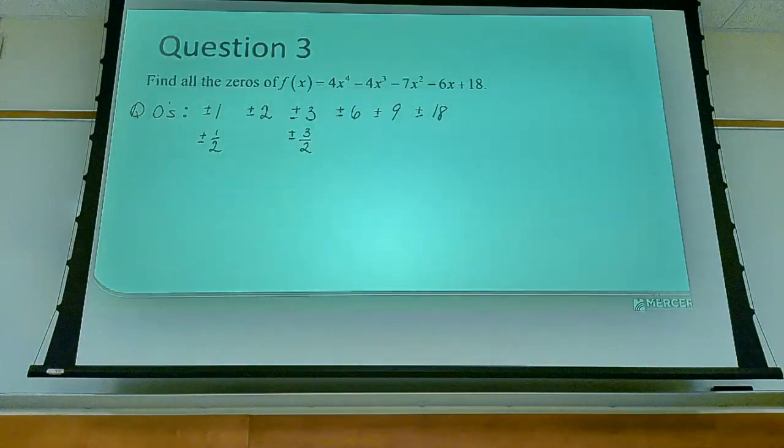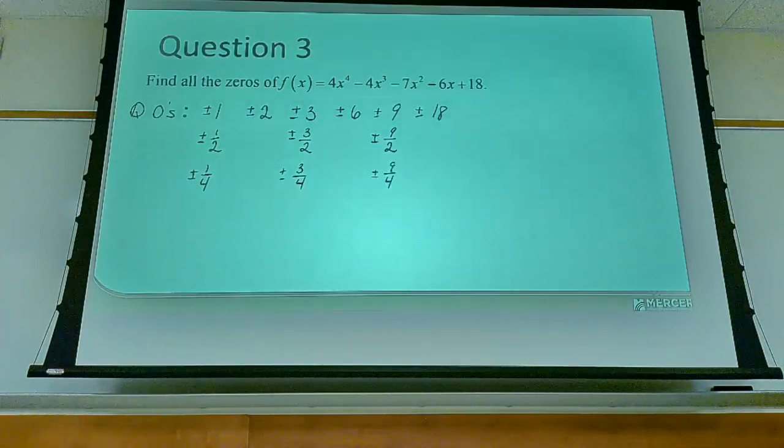Now go back to that first line. Divide everything by 4. Oh, no. Quarter. 2 over 4 is a half. Already have it. 3 over 4. What's 6 over 4? Already have it. 9 over 4 doesn't simplify. And what is 18 over 4? It's 9 halves. There's all of your possible rational zeros.